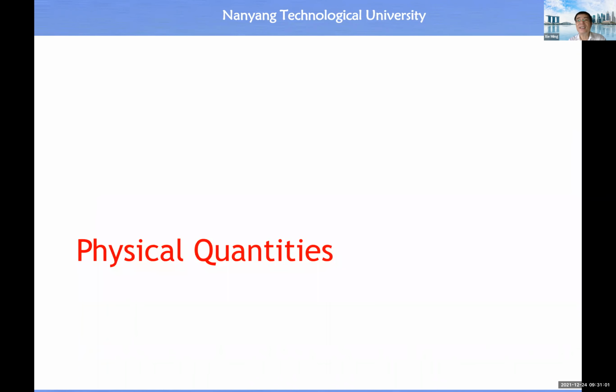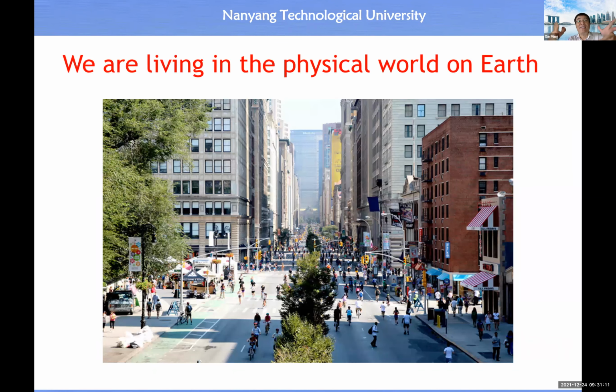So in this case, we must use this term, physical quantity. Physical quantity basically refers to the value of a property or the value of a constraint. This slide also reminds you that the universe is huge and may consist of many physical worlds. For example, every planet may form a physical world. On Earth, we have our own physical world, and we are living inside the physical world on Earth. So all our study, by default, focuses on systems on Earth.